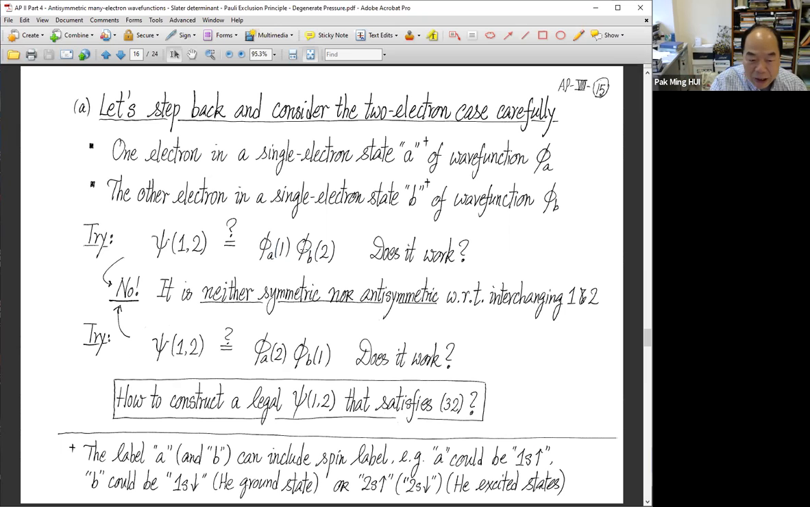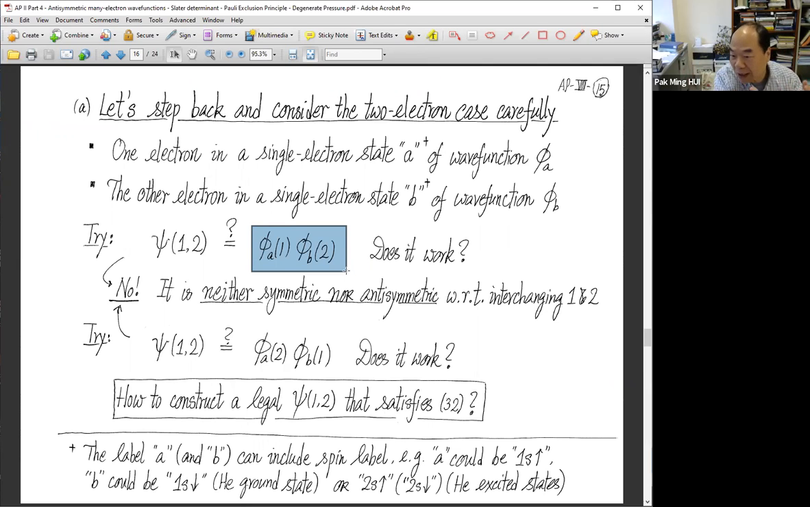How do we write down a legal wave function that satisfies the antisymmetric requirement, all right? That is what we are interested in. The physical picture is one particle in A, one particle in B. So that seems to make sense. But if we check interchanging 1 and 2, you will get phi A2, phi B1, okay? And that has nothing to do with this one. So it is neither symmetric nor antisymmetric.